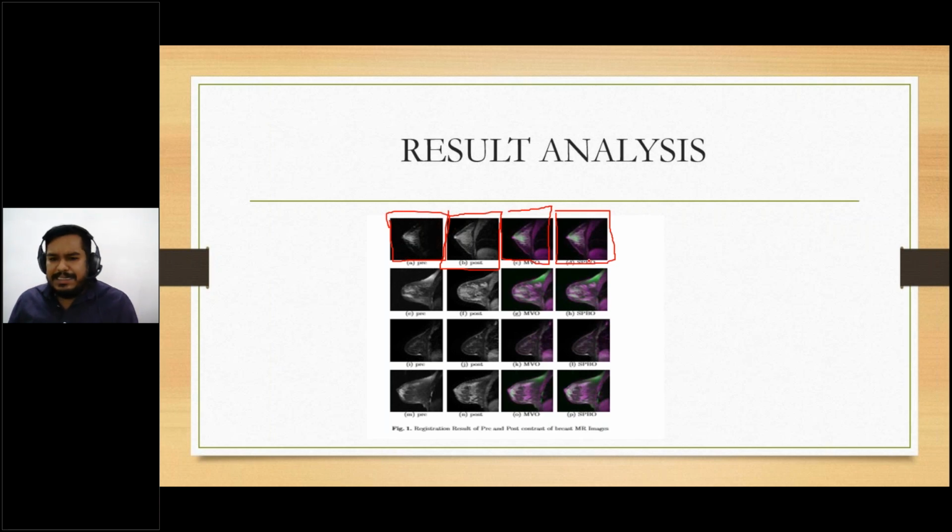So this is the qualitative or visual result of the experiment that I have conducted. It was not possible to include 40 pairs of images in this presentation, so I have included some of the images. These are the raw MR images of pre and post contrast, and these are the output images that I have got after conducting the experiment. So that's all about the result analysis part.